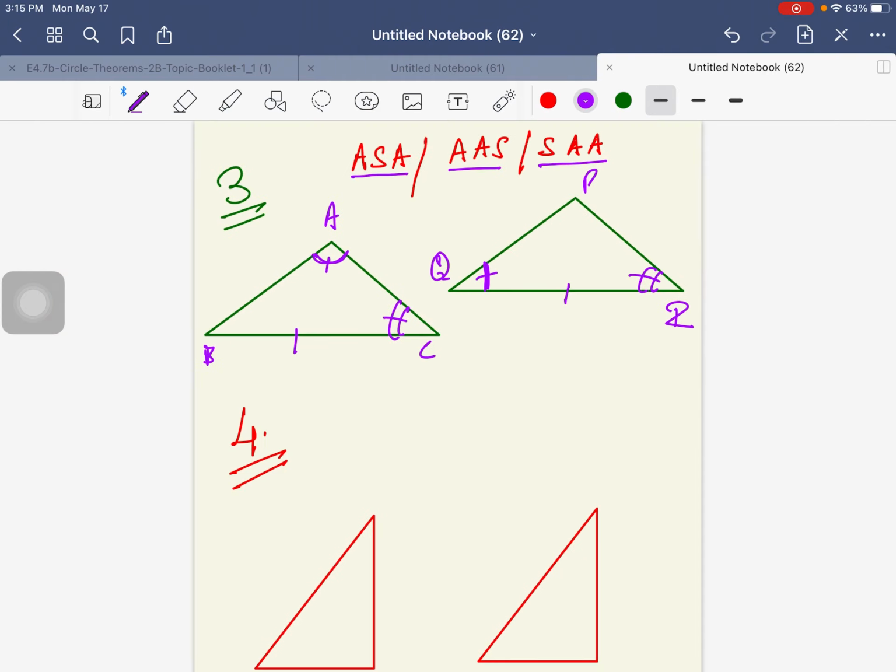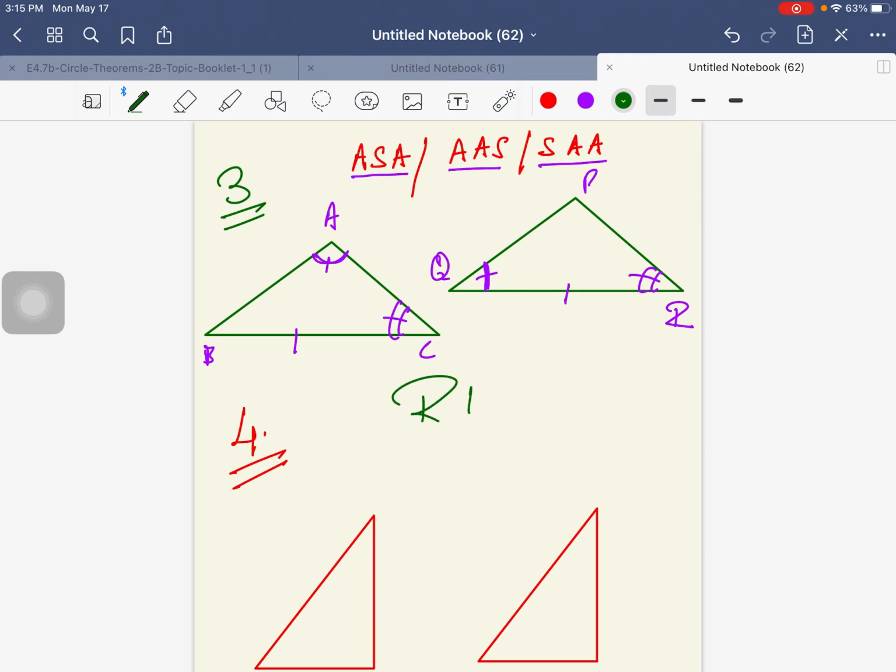So the rule states that if two angles of one triangle are equal to two angles of another triangle, and one side of one triangle also equal to one side of the second triangle, they are congruent by ASA or AAS rule. Number 4.